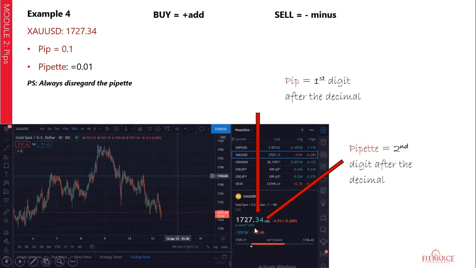So in the scenario, let me give another example. If let's say gold was to go up by 10 pips, remember, this is the pip. So the final price, if it was to go up by 10 pips, would be 1727.34 plus 10 pips, which would be 1728.34. And if we were selling for 10 pips, the final price would be 1726.34. So again, please note the difference between metals and currencies and yen pairs, okay? Because there's a huge difference, and it's important to know that.